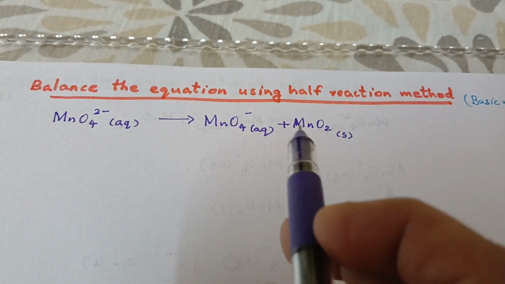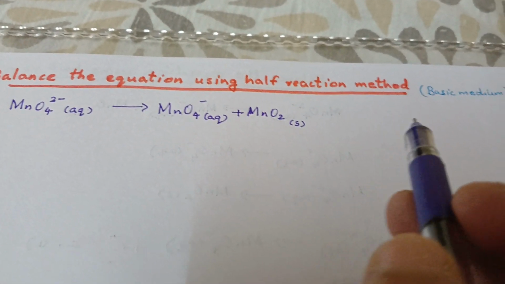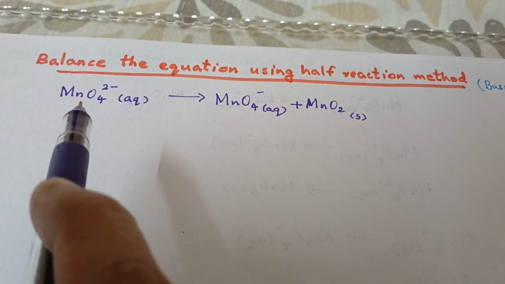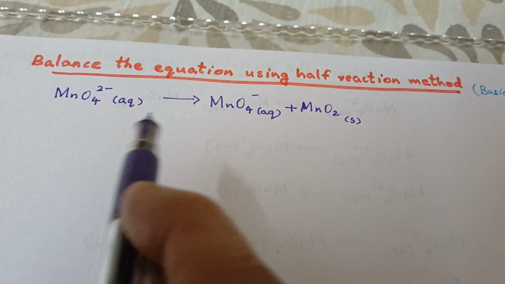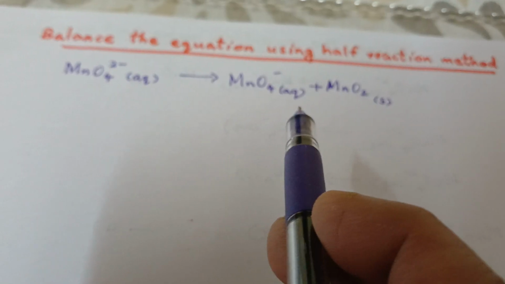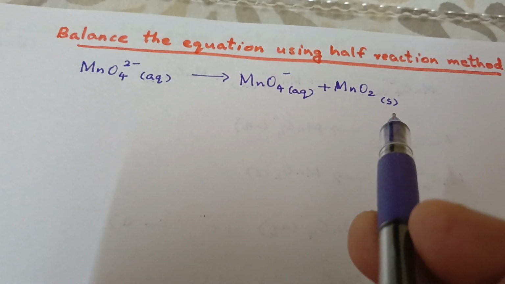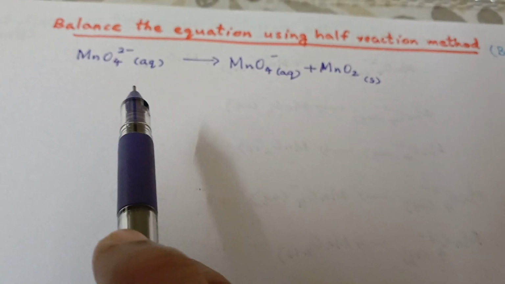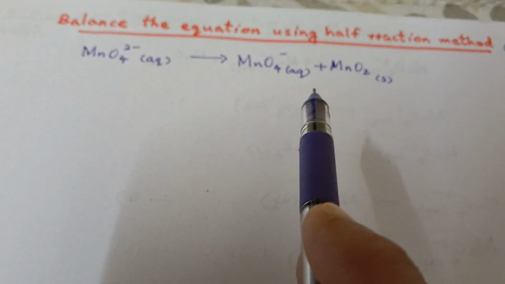Balance the equation using the half reaction method in the basic medium. This is the equation given: MnO4 2- aqueous giving MnO4- aqueous plus MnO2 solid. So we need to make it into two half reactions.